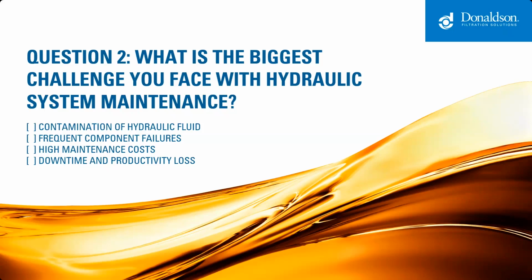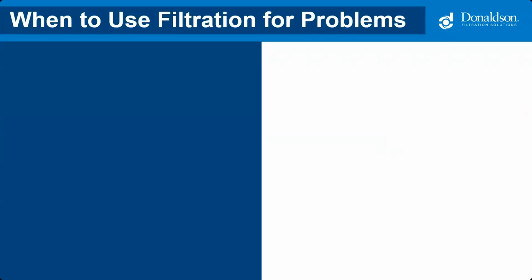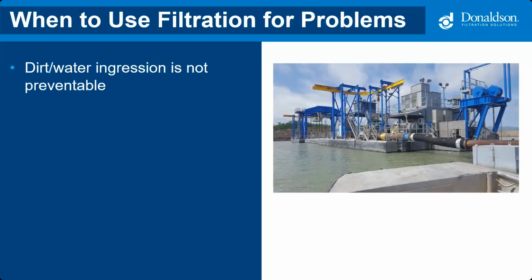So when would we use offline filtration to solve some type of problem? There are quite a few different categories that we typically look at for this. One being if dirt or water ingression is not preventable. And a lot of times that is probably the top choice. So we think about pieces of equipment, they get built, manufactured, and then they go out and perform their duties. Most of the time, those duties aren't in sterile environments. Like this picture here, we have a large dredge. You're on water, so you're going to be dealing with some kind of water ingression.